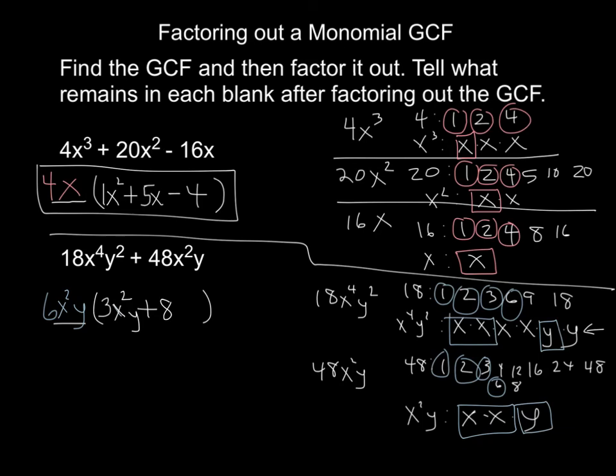Again, we can check that it's right by using the distributive property. 6 times 3 is 18, x squared times x squared is x to the 4th, y times y is y squared. And then we'll multiply this way, 6 times 8 is 48, x squared y.